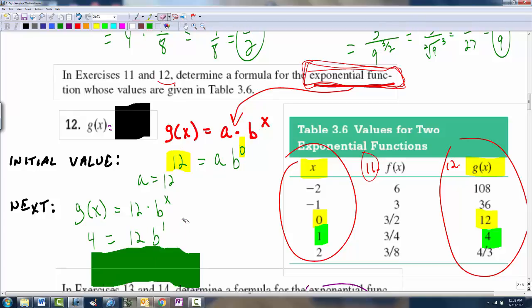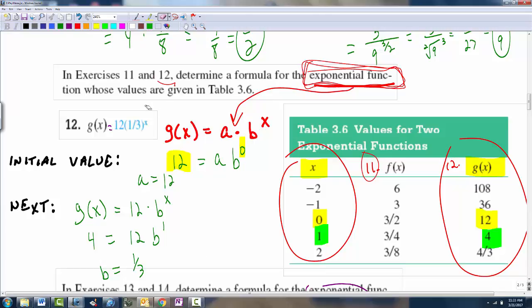Why did I choose 1, 4? Because it's the easiest. Then we can check, does this emulate some of the more difficult ones? So I plugged in 1 for x, and I should get 4 for y after I get my initial value. So step 1, analyze what the initial value is. Step 2, take any other coordinate and plug it in on the chart and solve. And you end up with b. b to the 1 is 1/3, b equals 1/3. So it's 12 times 1/3 raised to the x. Should I take 12 times 1/3 and get 4, and then it's 4 to the x?